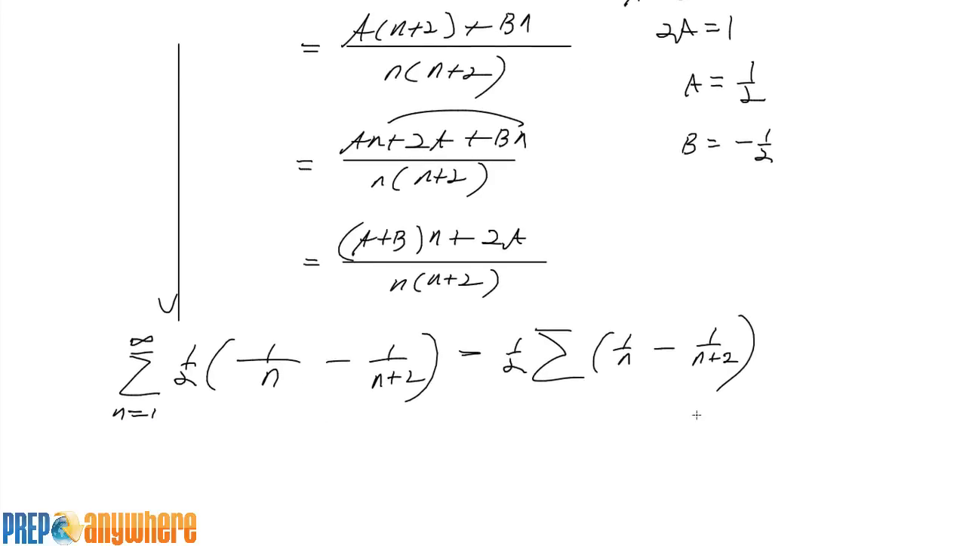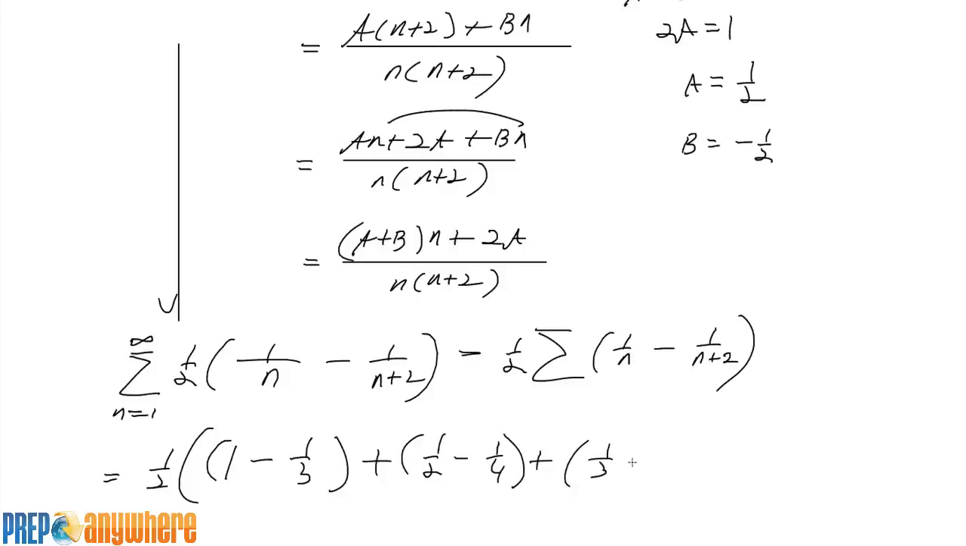Okay, so let's expand that out, and we're going to get half of 1 minus 1 over 3. If you plug in 2, you get 1 over 2 minus 1 over 4. Oops, so it's plus. Then 1 over 3 minus 1 over 5. Right, 1 over 4 minus 1 over 6, and so on.